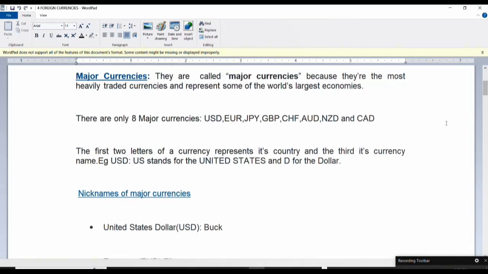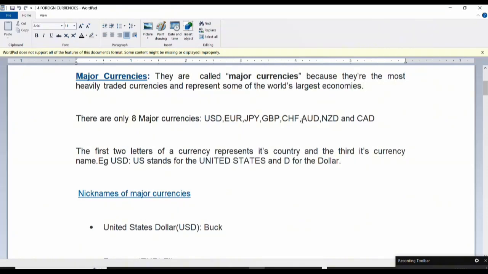In 1973, a standard or convention was established, and it stated that the first two letters of a currency represent its country, and the third letter represents its name. For example, for a currency to be formed, it has to contain three letters. The first two letters must represent that country, and the third letter must represent the name of the currency. For example, for the United States of America, the first two letters are US, and the third is the D, which represents the dollar.